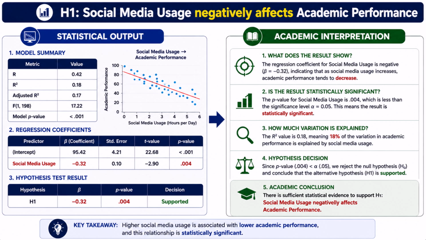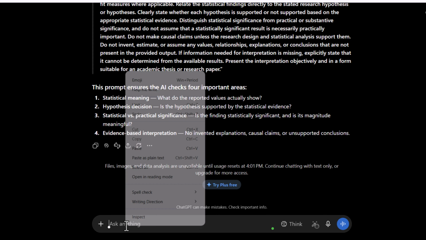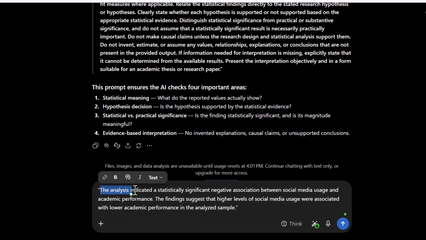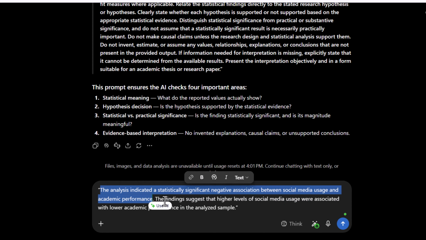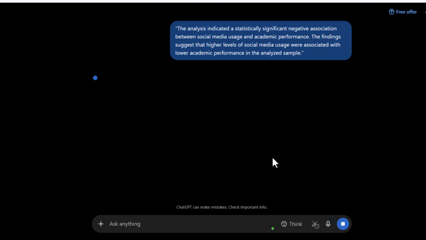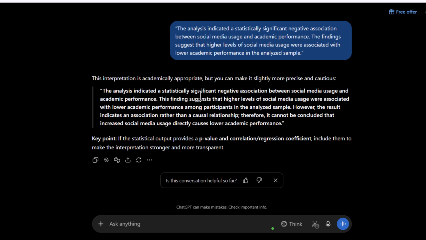Now comes one of the most useful steps, turning statistical results into a clear academic paragraph. For example, instead of simply writing the p-value is significant, you should explain what the result means in relation to your research variables. The analysis indicated a statistically significant negative association between social media usage and academic performance. The findings suggest that higher levels of social media usage were associated with lower academic performance in the analyzed sample.